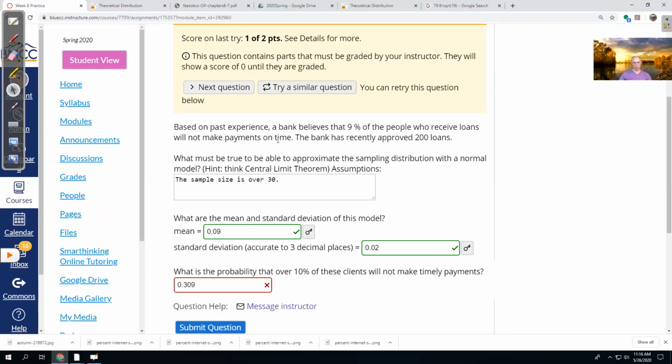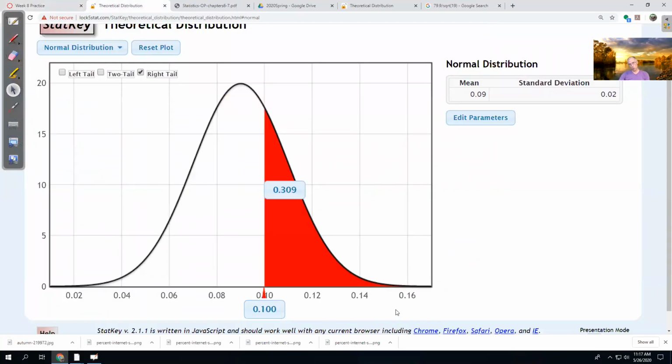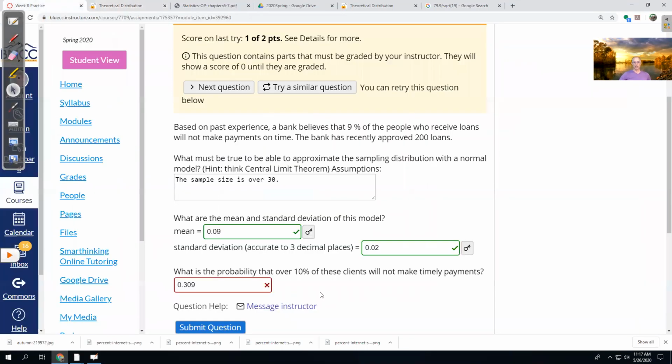Well, I'm going to get it wrong one more time so it'll show me the answer because I'm at a loss. What is the probability that over 10% of these clients will, over 10%, right? 10% or more. That's what I drew in my picture, right? 10% or more, over 10% will not make payments on time. No, that looks right to me. Okay, what am I screwing up?